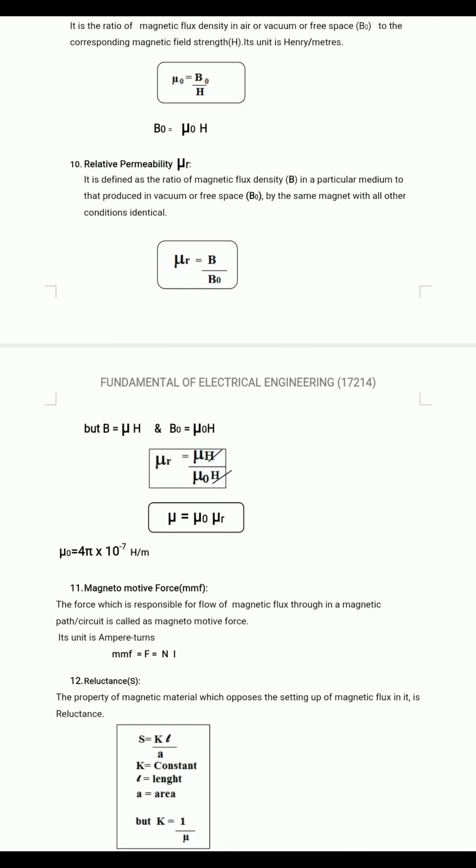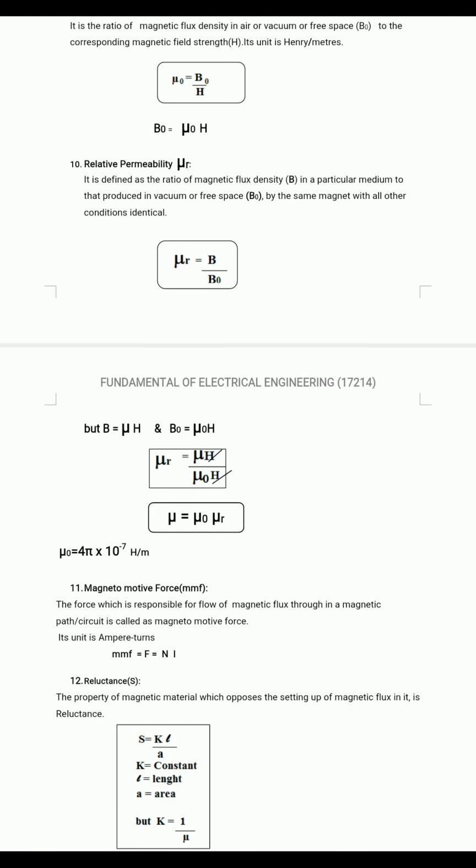That means these two are analogous to each other. In an electrical circuit there is resistance, whereas in a magnetic circuit there is reluctance, and the property is the same. Resistance opposes the setting up or flow of current, while in a magnetic circuit, reluctance is the property which opposes the setting up of magnetic flux or magnetic field in it.